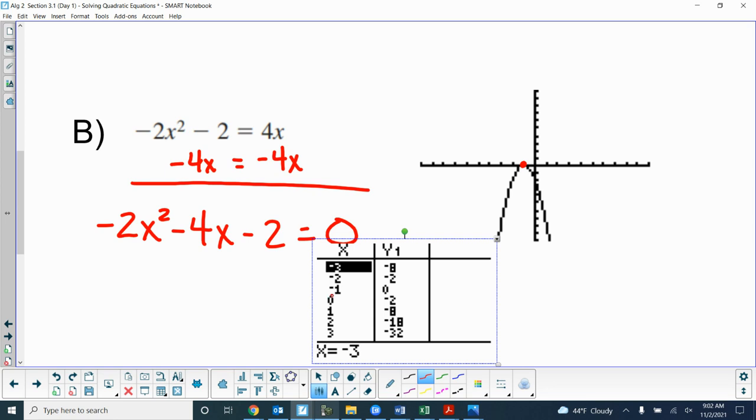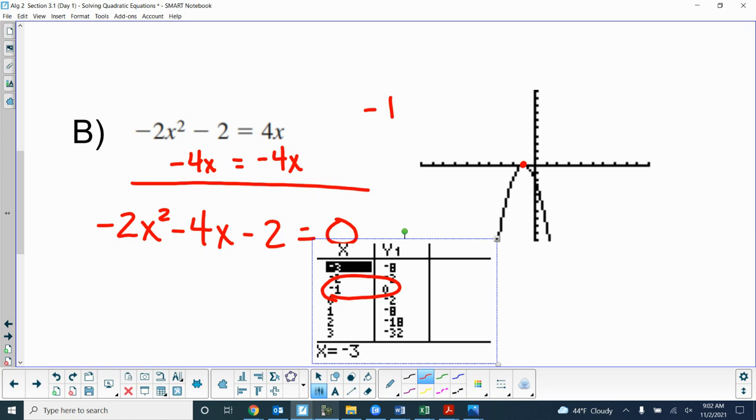Right here, we have that 0. Caleb? Yeah. All right, so our answer is just -1. All right, there's only one root for this one.